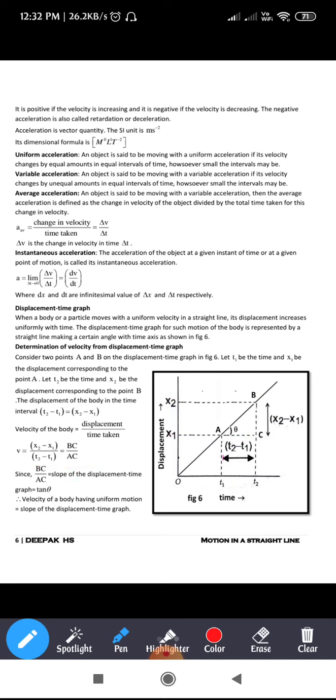So next, how are we going to calculate the slope? It is always the value of tan theta, right? So the slope is the value of tan theta.